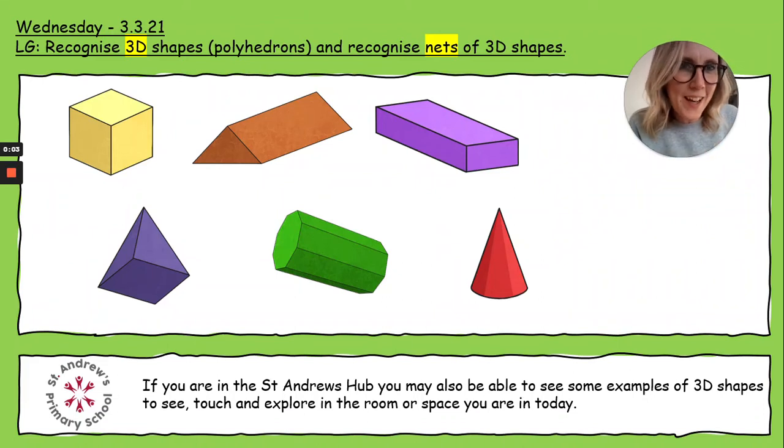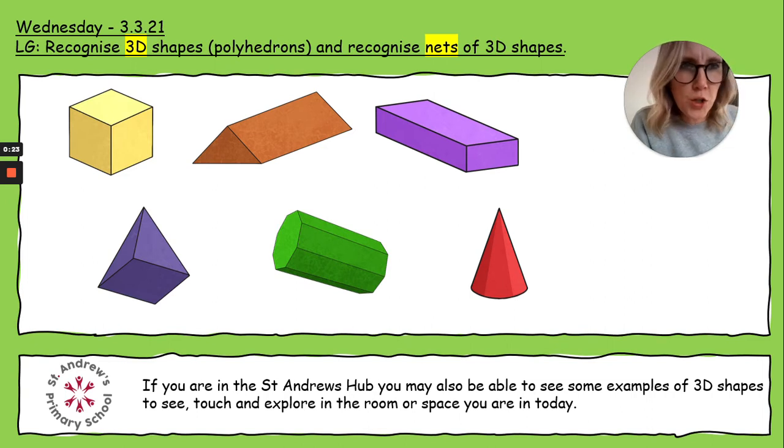Today's Wednesday and today we're going to be looking at 3D shapes and recognising the nets of 3D shapes. I don't mean nets for catching fish or nets for the back of a football goal. We'll have a think about what a net is in mathematical terms in a moment. But first of all, we'll have a little look at some of the shapes that we've looked at this week.